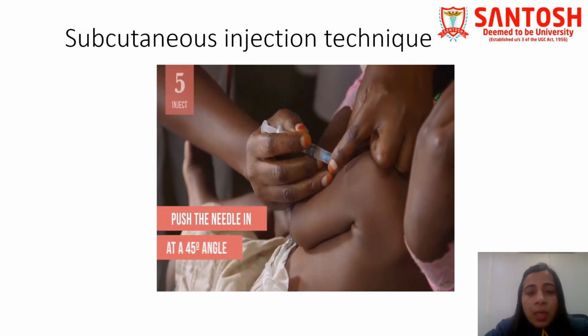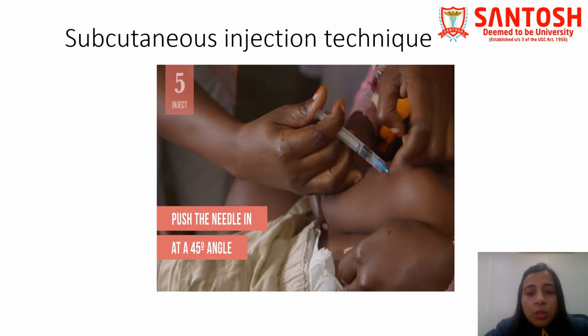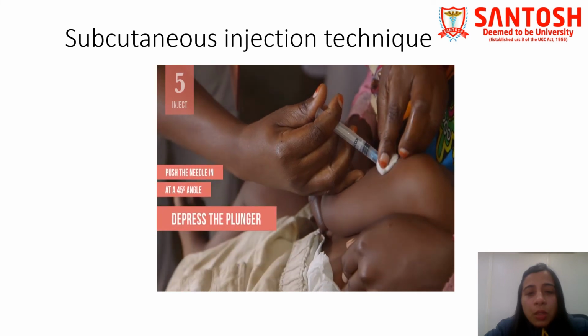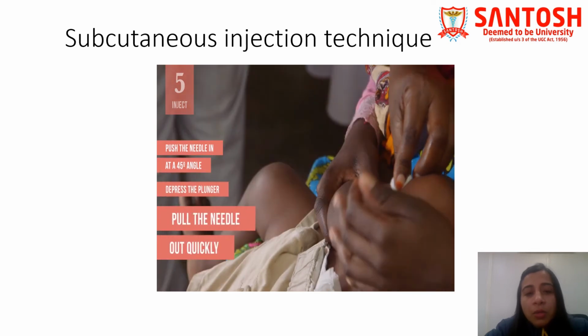Quickly and smoothly push the needle into the skin at a 45-degree angle in one quick motion. Depress the plunger. Take care not to move the syringe around. Depress the plunger smoothly and pull the needle out quickly at the same angle that it went in.